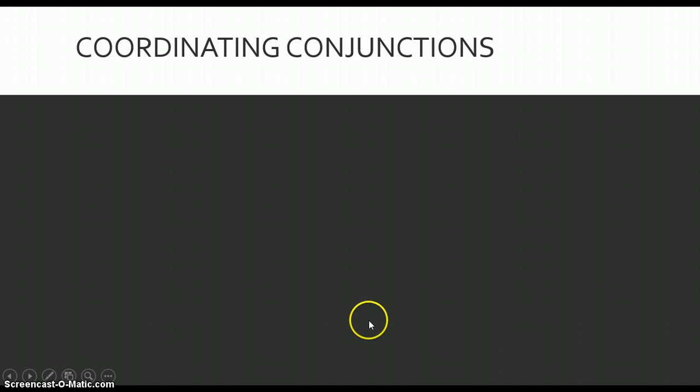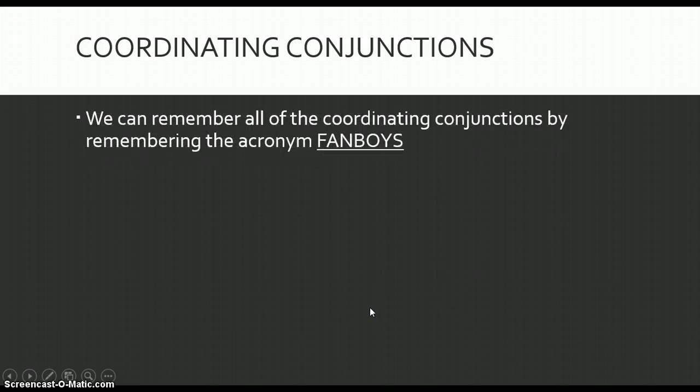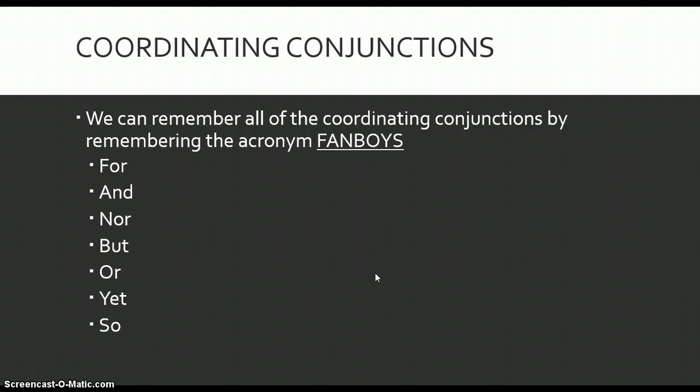Let's talk about coordinating conjunctions. There are different types of coordinating conjunctions, and we can remember them all through the acronym FANBOYS. So the F stands for for, the A stands for and, the N stands for nor, the B for but, O for or, Y for yet, and S for so. And these are our coordinating conjunctions we would use with a comma to combine two independent clauses or two simple sentences.